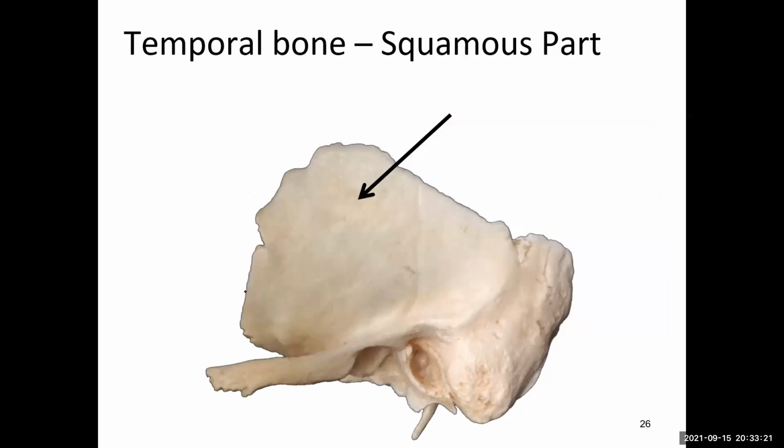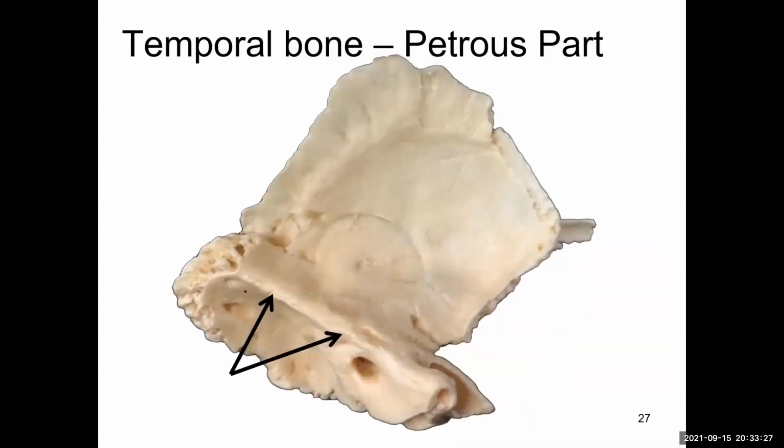All right, so there's a couple other structures. This is the external view. This is what the temporal bone looks like from the outside. So what we just did is we flipped it over, and now we're looking at it from the inside. The arrows there are pointing to the Petrous part, which is this part right here. That's known as the Petrous part or Petrous portion of the temporal bone.